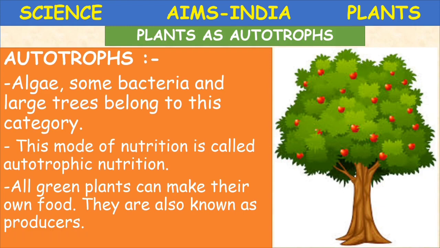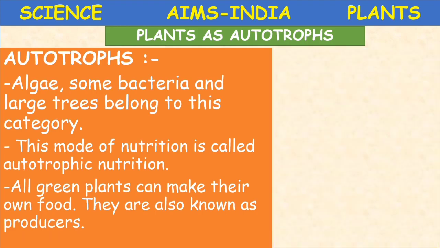All green plants can make their own food. They are also known as producers. So as we learned earlier, all green plants can make their own food, and that is why they are known as producers. In the sense they produce food. So that is why they are called producers.